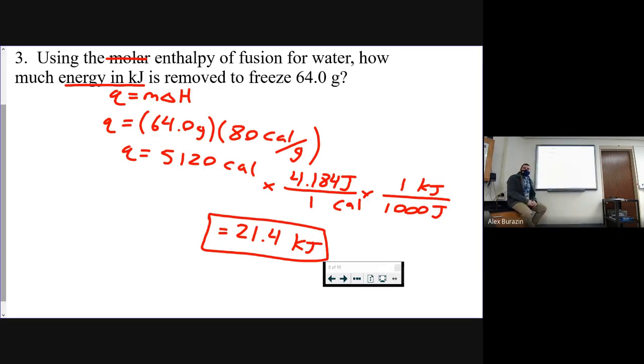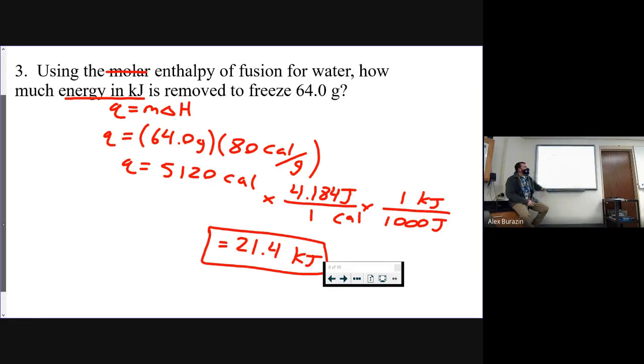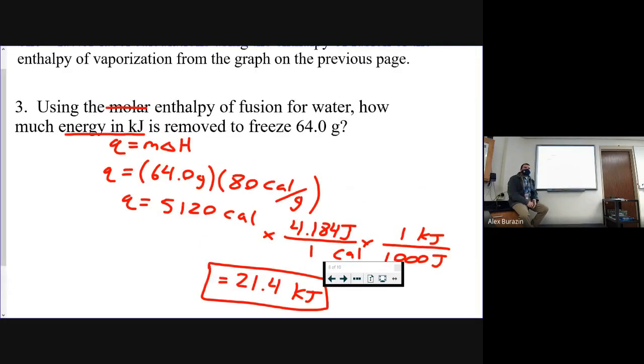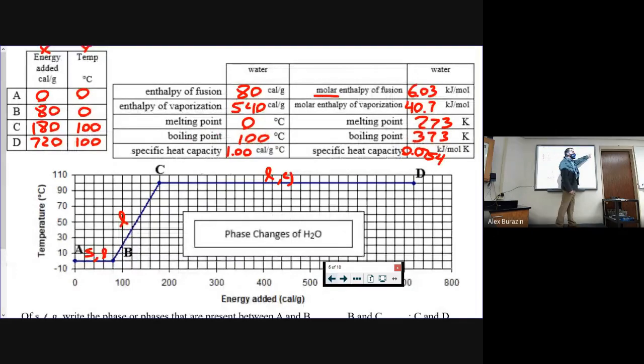Is there another way to do this problem? Yes, there is. What I did is I took my grams and the enthalpy of fusion in calories per gram to get the calories first and then convert to kilojoules second. I could have switched my grams of water into moles of water and then multiplied by the kilojoules per mole to get the kilojoules. That would also work. Same answer, different process.